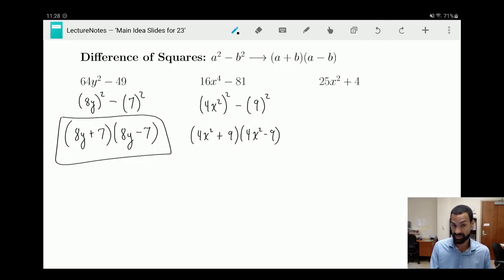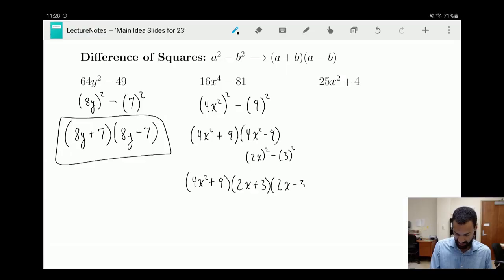Okay, so usually we'd be done with this problem, but I'm recognizing this 4x squared minus 9 as another difference of squares. So I'm actually going to break that down. 4x squared is 2x raised to the second power, and 9 is 3 raised to the second power. So 4x squared minus 9 will factor as well. Let me bring down this 4x squared plus 9 so I don't forget about it. 4x squared minus 9 factors as 2x plus 3, 2x minus 3. So this one factored down quite a bit into 3 sets of parentheses.